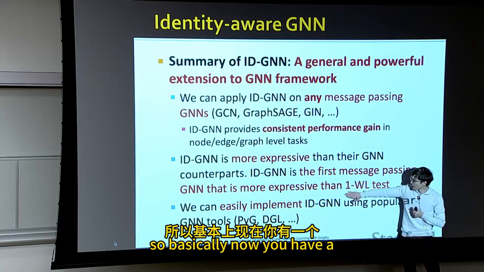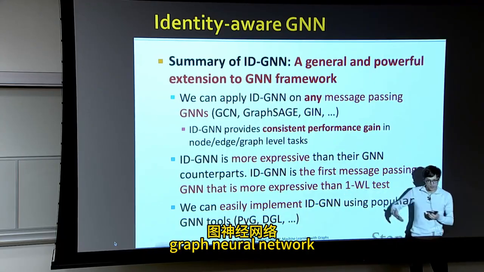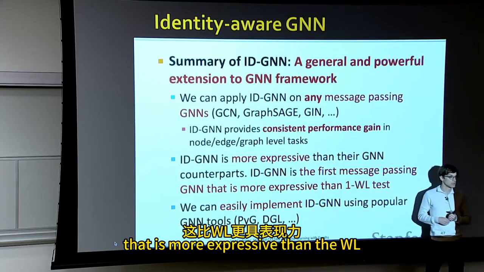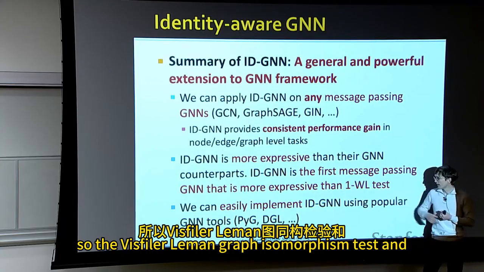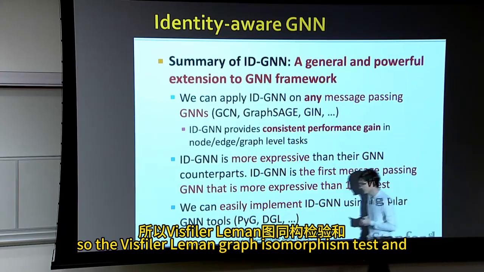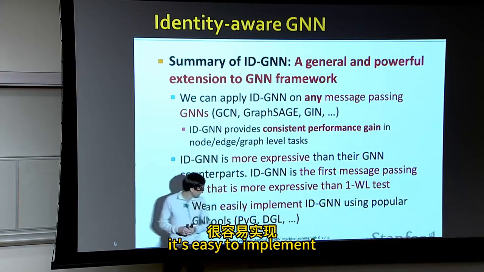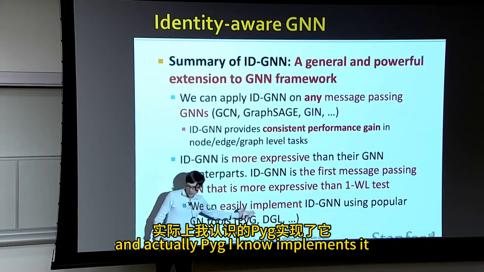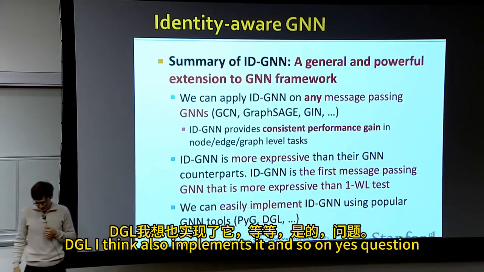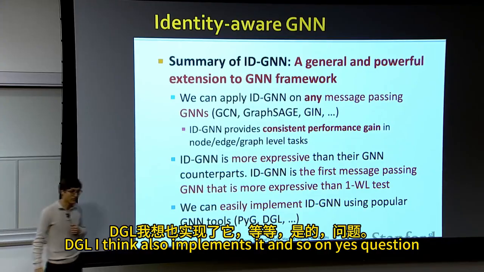So now you have a graph neural network that is more expressive than the WL, the Weisfeiler-Lehman graph isomorphism test. And it's easy to implement, and actually PyG I know implements it, DGL I think also implements it, and so on. Yes, question?